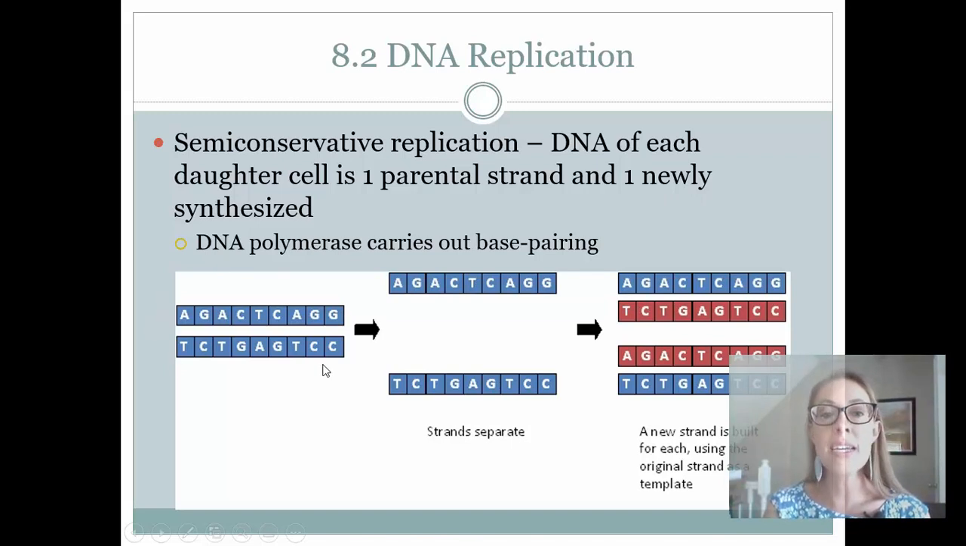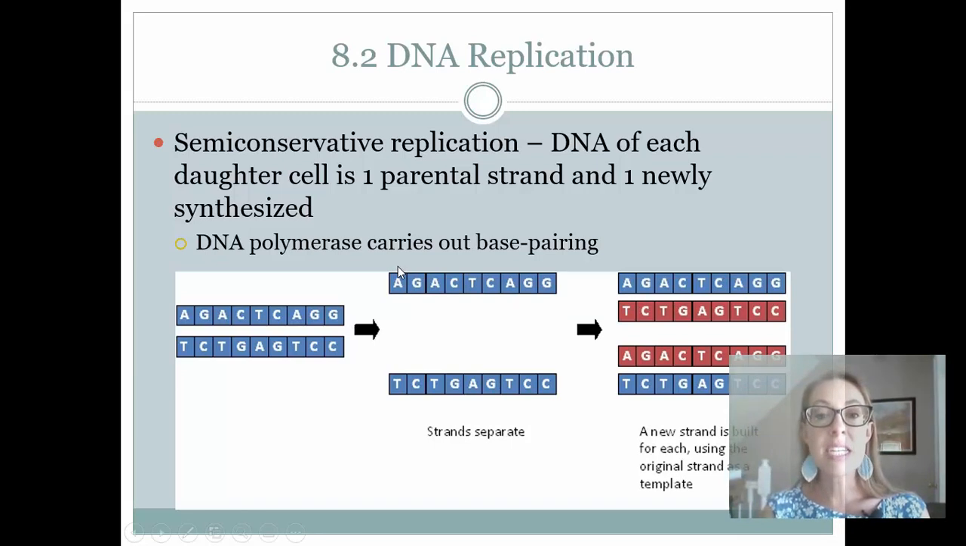So here's our initial short sequence. This is just part of our DNA. It's double-stranded, and it would be twisted in that helix. We see base pairing across that helix. So what happens is we break the bonds between these 2 strands, and we separate them.